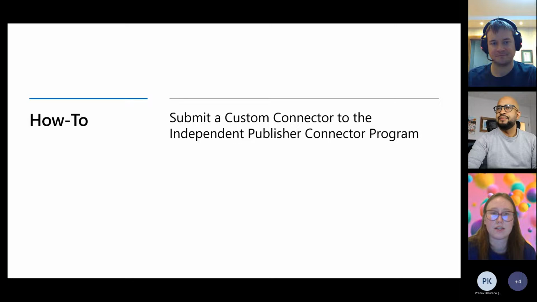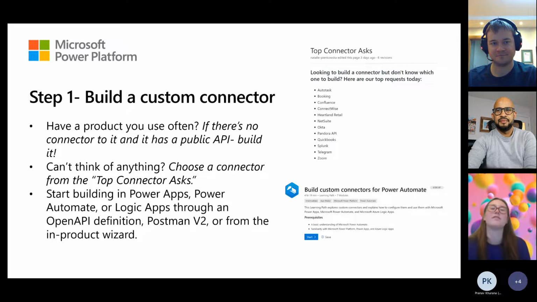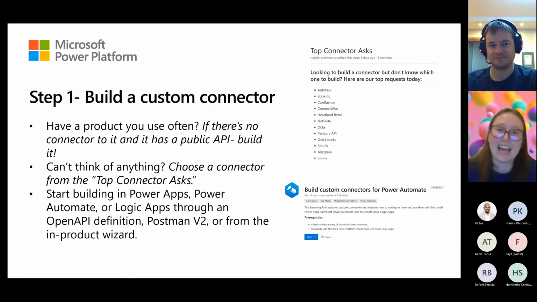Great. So let's go through how to submit a custom connector to the program. Of course, these are high level. The documentation goes way deeper into what you need to do and the specifics, like adding the stack owner property and so many more. But basically, if you have a product that you use often and there's no connector to it, go check first, make sure, because we don't want duplicates. And if it has a public API, build it. There's Spotify, which we have already, but Pandora is one that we've heard people ask for. So that's one that's still out there.